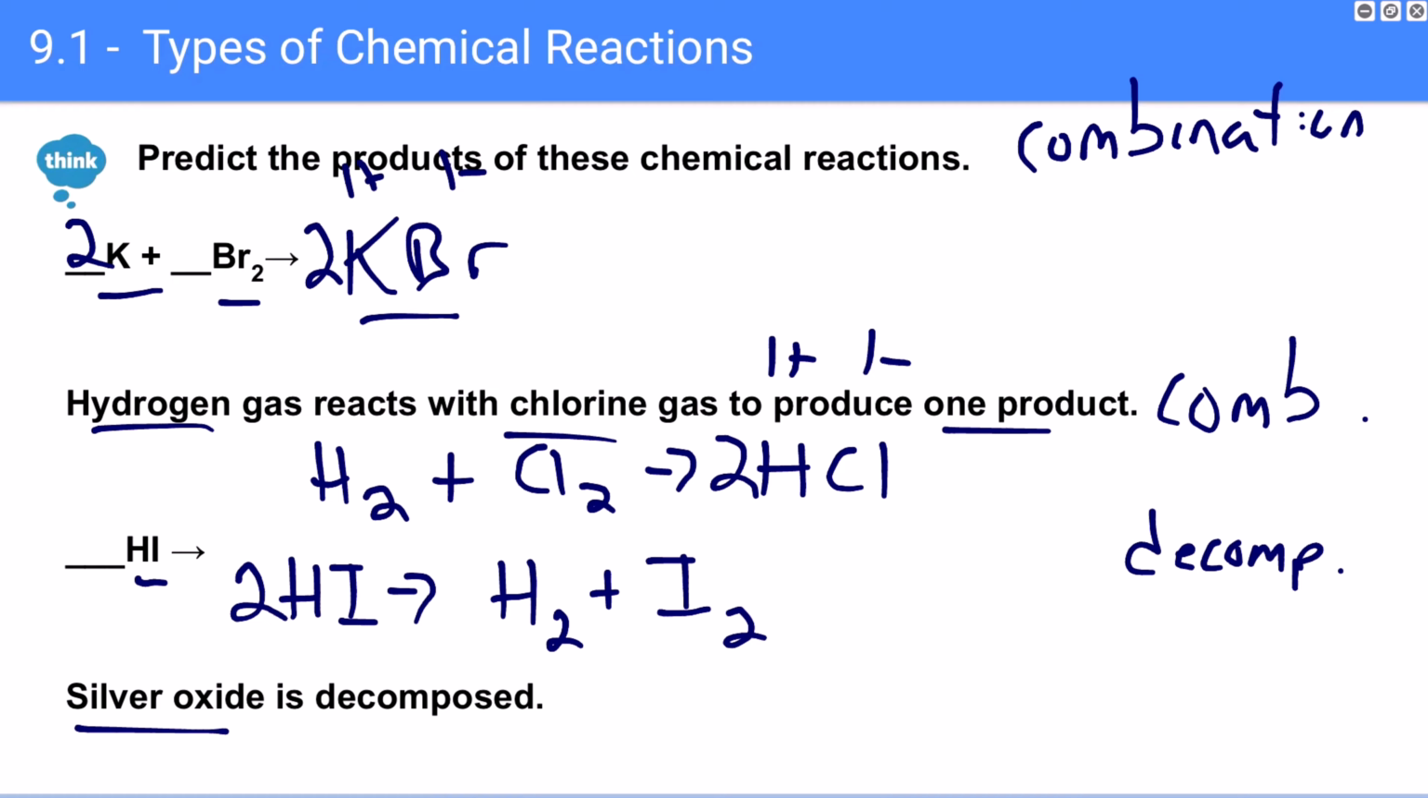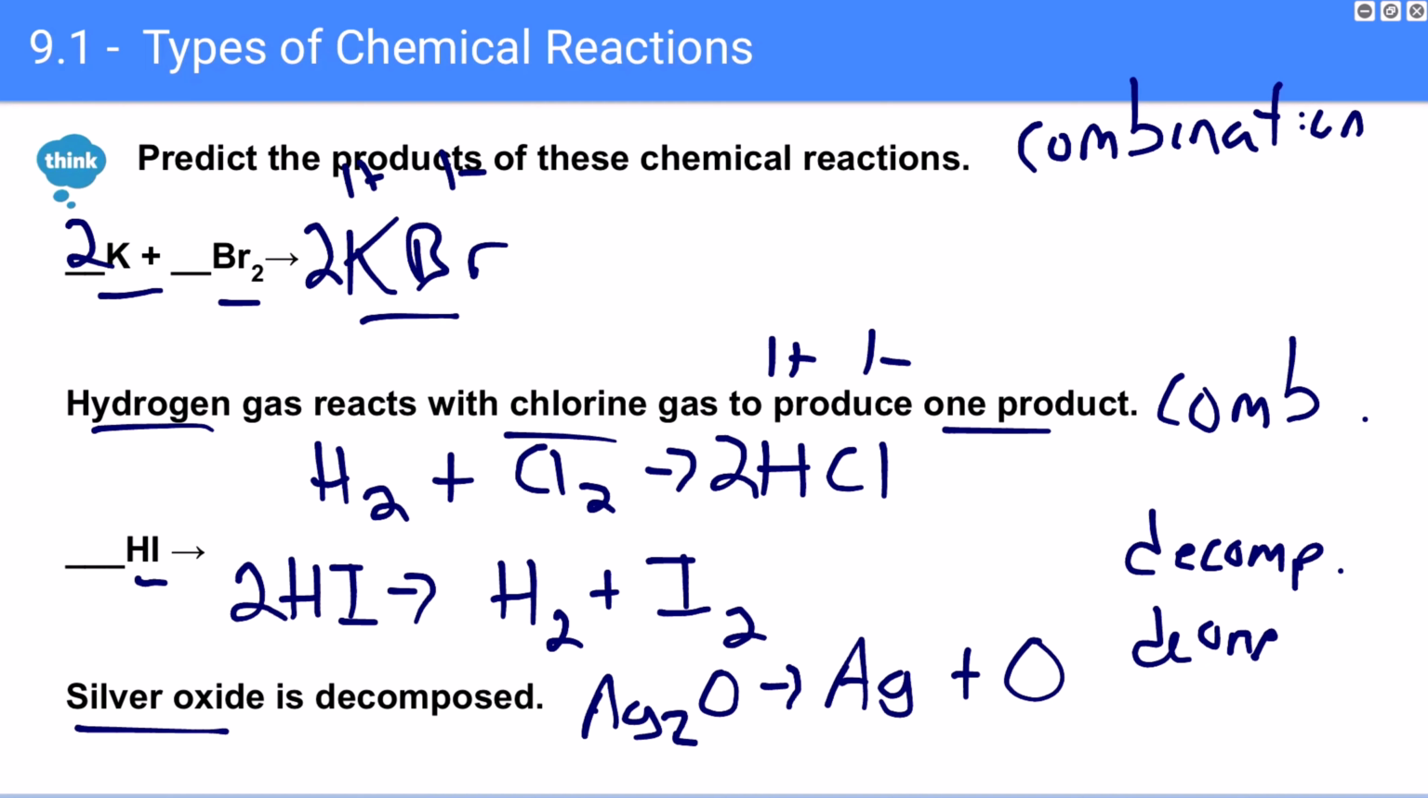Silver oxide is decomposed. It tells you right there what type of reaction it already is, a decomposition. Silver oxide, Ag2O. Break it down. Any element by itself has no charge. Oxygen is one of our 7 diatoms. And now we need to go back and balance. 2 goes in front of Ag2O, and a 4 goes in front of the Ag here.